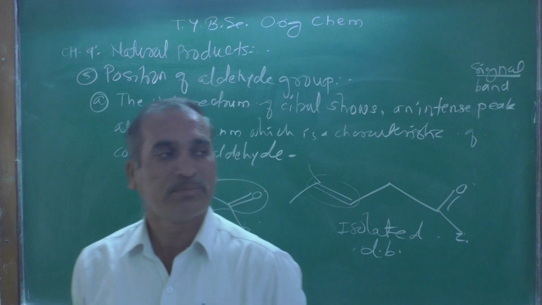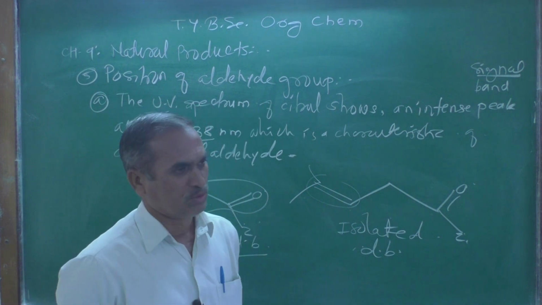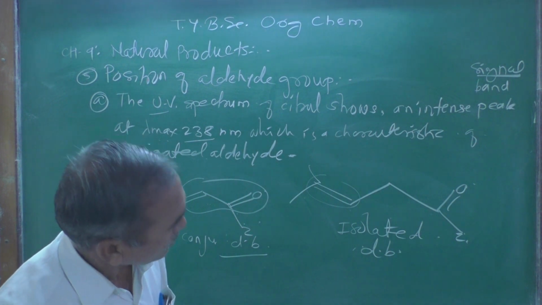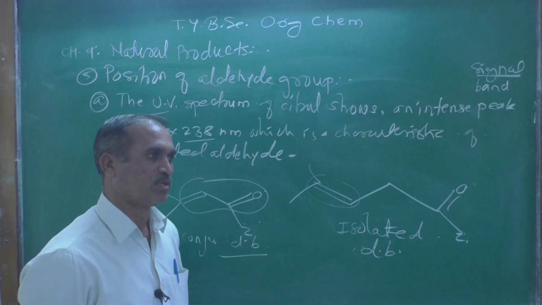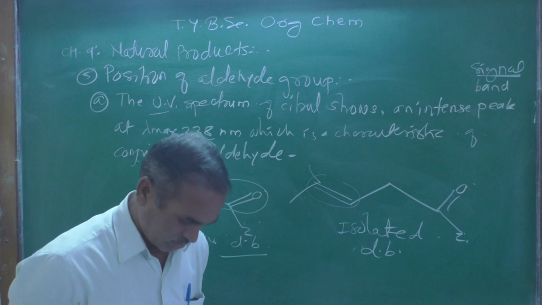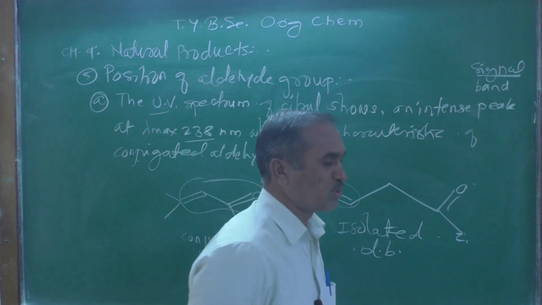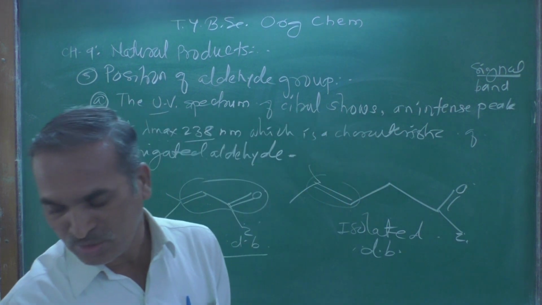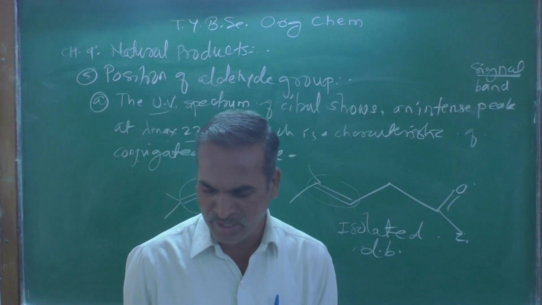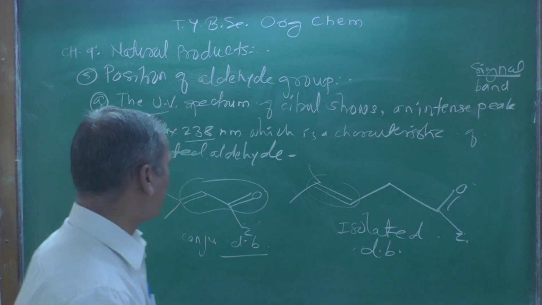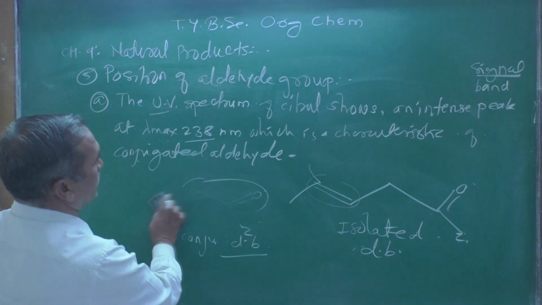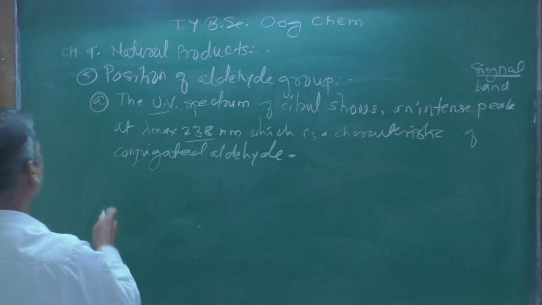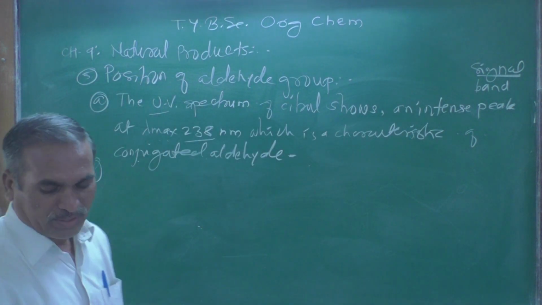If more than two single bonds are present in between the double bonds, then it belongs to an isolated system. So that is the thing you have to remember over here. Then let us see the other point, B point here. What is that B point?